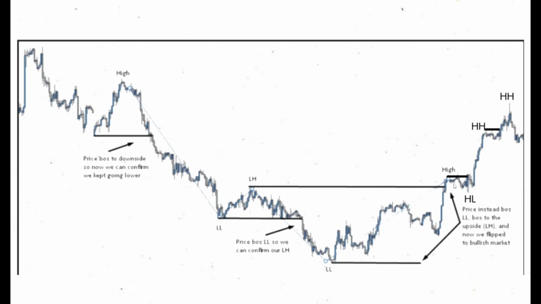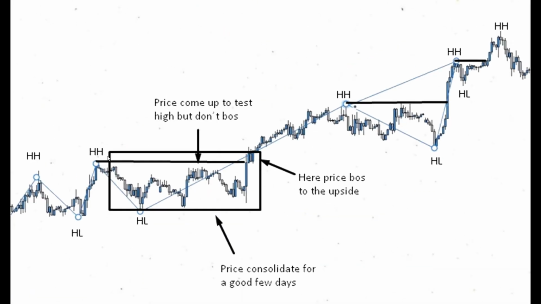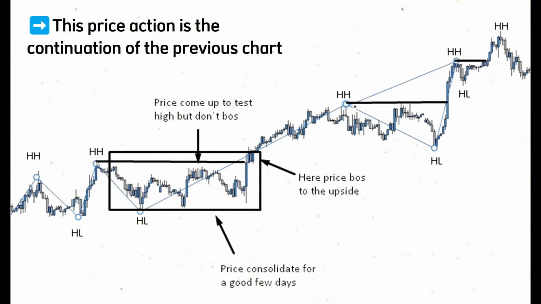We then pull back and make a higher high. This is now confirmed as the most recent higher low. Now we have a higher high, higher low. Price then pulls back. We consolidate for a good few days here. We come up to test this high, but we don't break it until here. So where would we classify the higher low? Well, technically the lowest point is here, so we can mark this as a higher low.